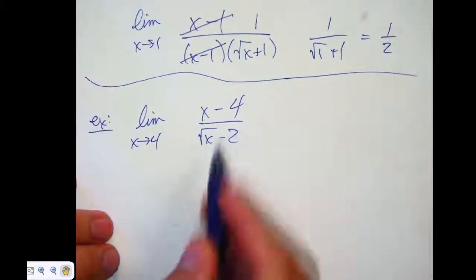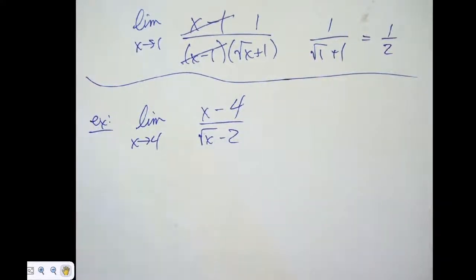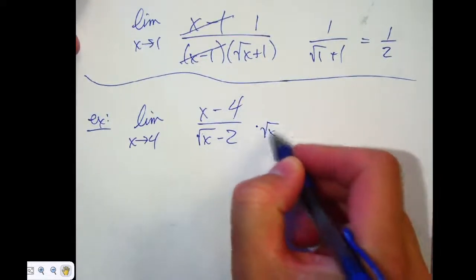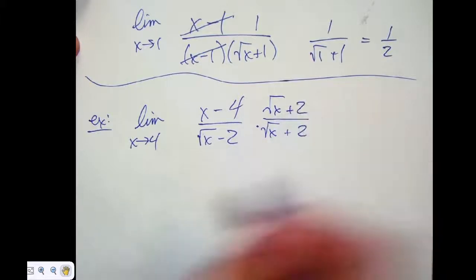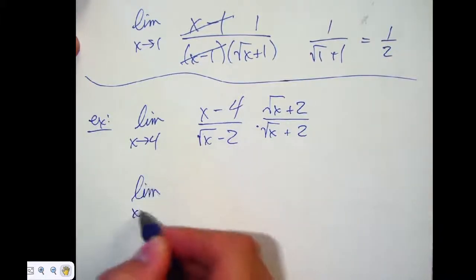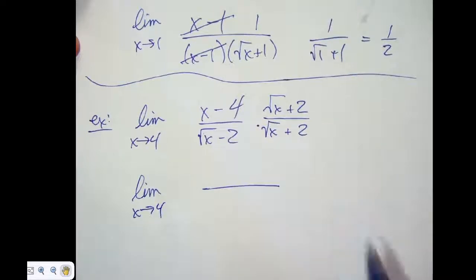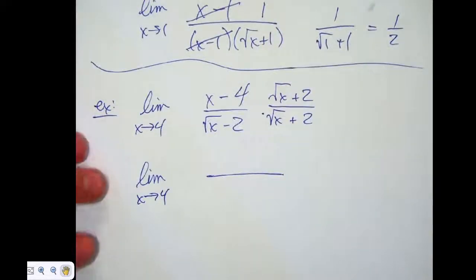Alright, so now the square root part's on the bottom. So first thing I try is plug in. You won't always get 0 over 0, but usually we do here. So I'm going to multiply by the square root of x plus 2, because that's the conjugate of the thing with the square root in it. And I'm going to work out the part with the square roots first, because that'll usually clue me into how things are going to cancel.